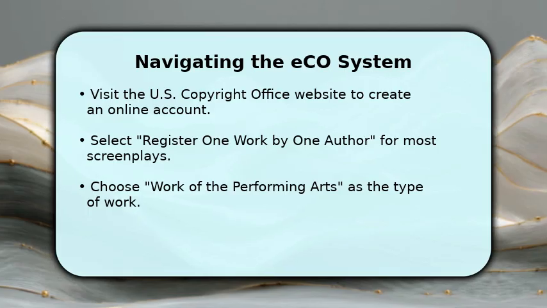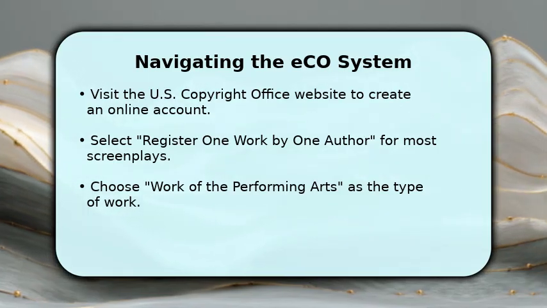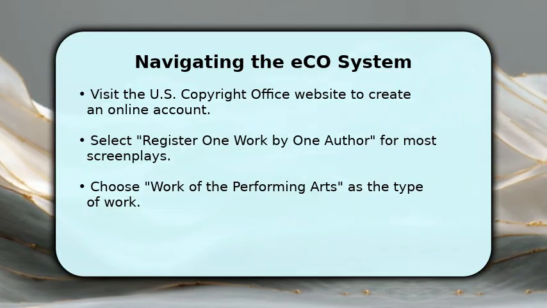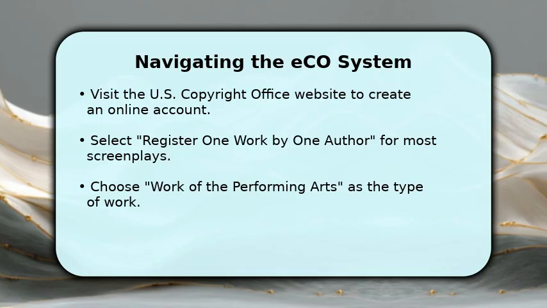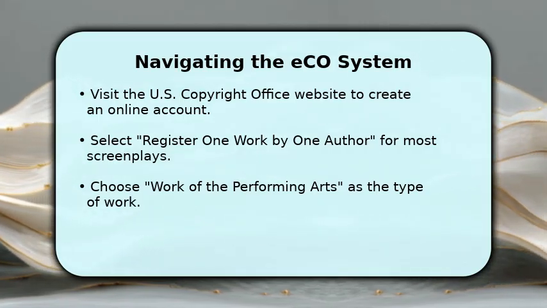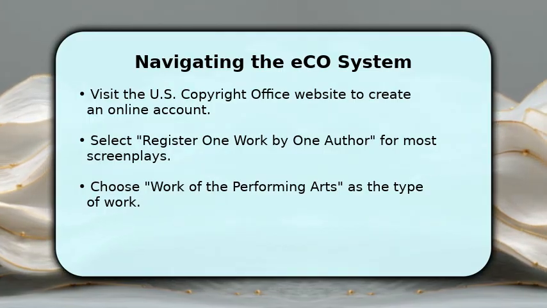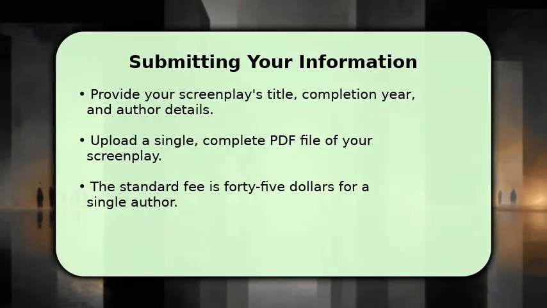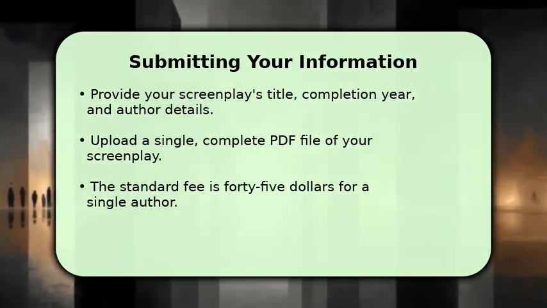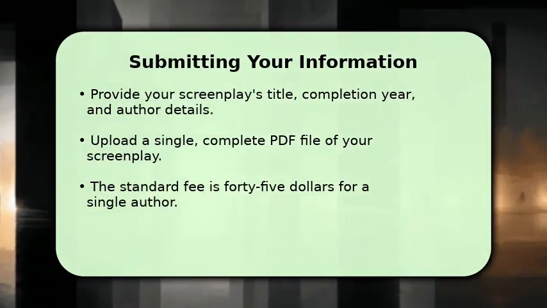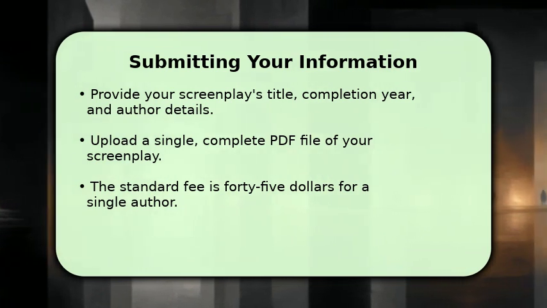First, you'll need to create an account on the official website. When starting a new application, most screenwriters will select the option for Register One Work by One Author. It's important to correctly identify your screenplay as a work of the performing arts, not a motion picture. Next, you will fill in the application form with specific details about your screenplay. This includes the title of your work, its year of completion, and your information as the author.